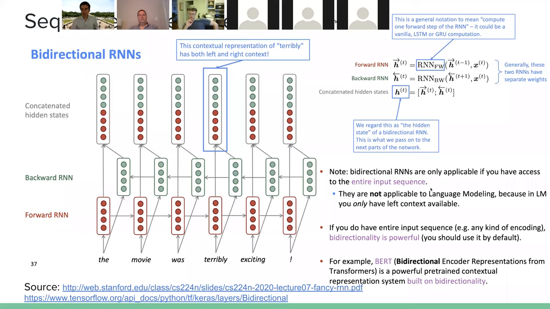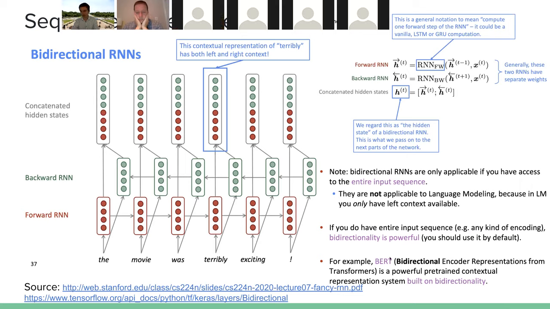So should you use bidirectional? Is there a rule? Should you use unidirectional? Like what should we do? If you have access to the entire input sequence, usually combining forward RNN and backward RNN gives you slightly better results. If you don't have access to the entire input, for example, when you do language modeling where you're trying to predict the next word or the next token, you cannot run this, right? You don't have access to the future word. So you have to go with the forward RNN approach.